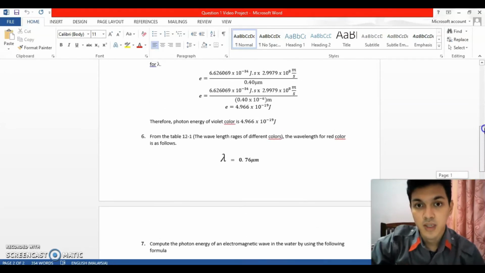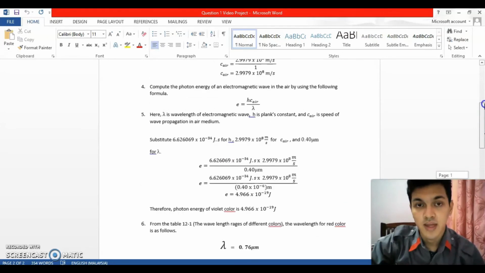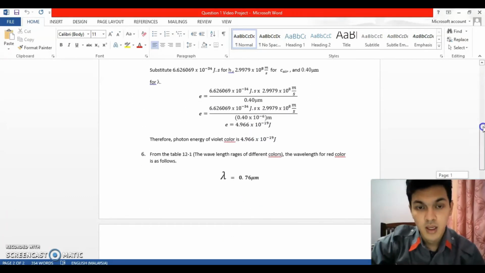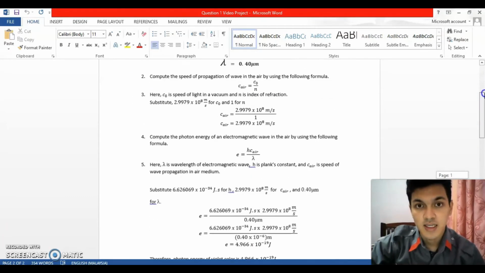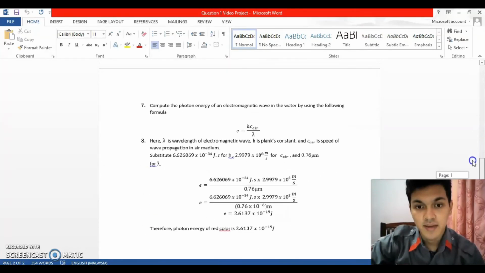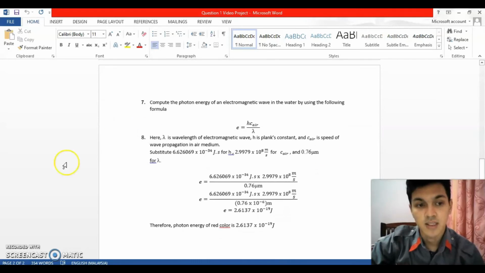So as we compare, we know that the total energy of the violet color is higher than the red color. That's all. Thank you.